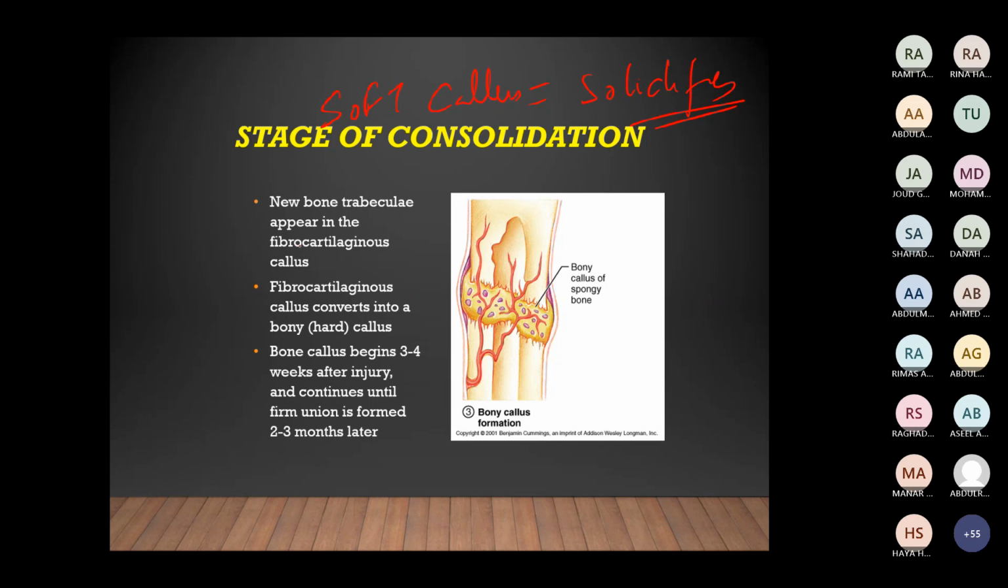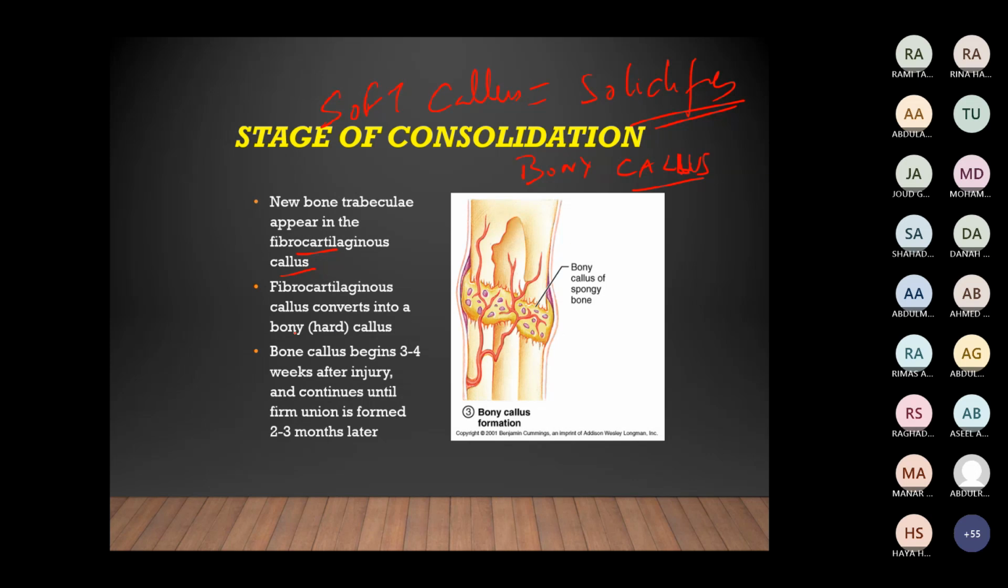New bony trabeculae appear in the fibrocartilaginous callus. Now, this is very important to understand. If you don't understand this, it becomes a little difficult. So I told you the soft callus, the fibroblasts, the phagocytes, all those fibrocartilaginous callus, osteoblasts came, and the collagen has been laid down. Chondroblasts made the membranous ossification. Now what is happening is, this consolidation is the formation of what? Bony callus. That was the soft callus. Now this is the formation of bony callus.